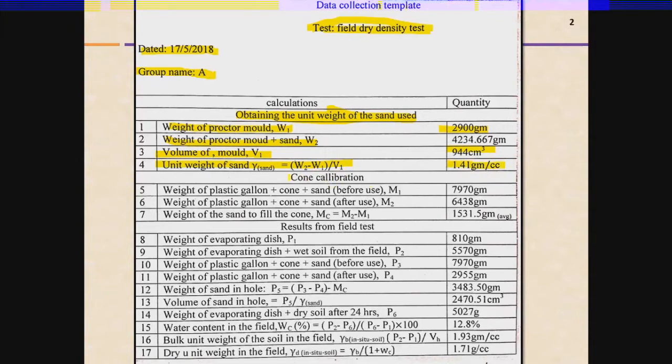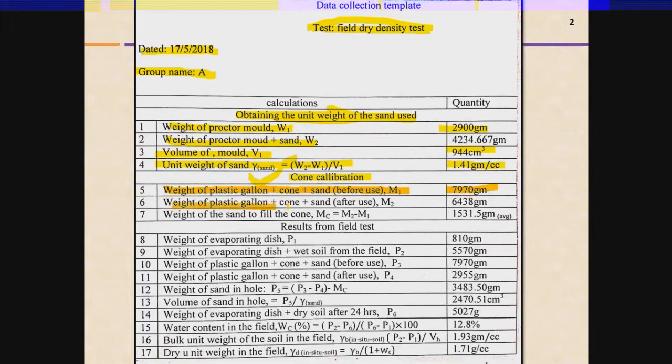Now second, I will do the calculations for the cone calibration. For this I have used a plastic gallon plus attached cone, and I have put sand inside this. Before pouring, I have recorded its weight, which is 7970 gram.